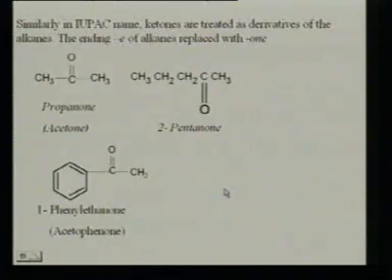Similarly, in IUPAC names, ketones are treated as derivatives of alkanes, alkenes and alkynes, and the ending -e of the alkane is replaced with -one. For example, this is a 3 carbon compound, propane, and because it has a carbonyl group, it is propanone. And next is pentanone. It has 5 carbons, derived from pentane to pentanone. And similarly, this is called phenyl ethanone, and the common name of this compound is acetophenone.